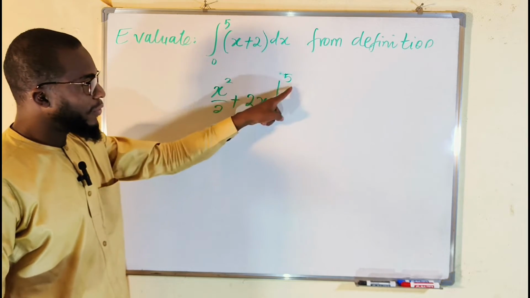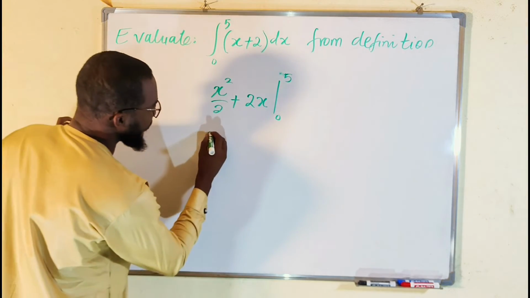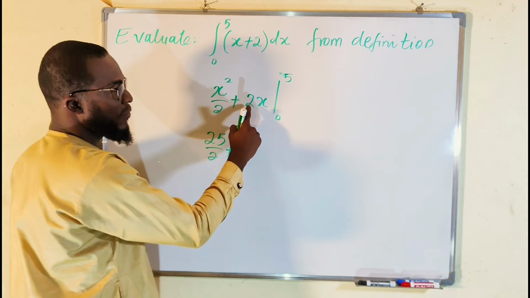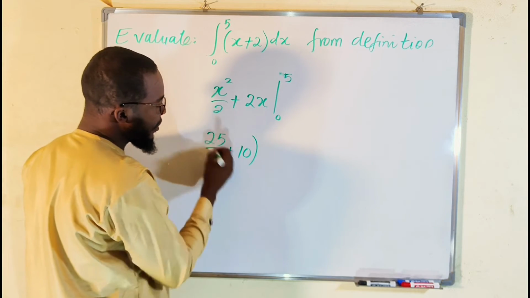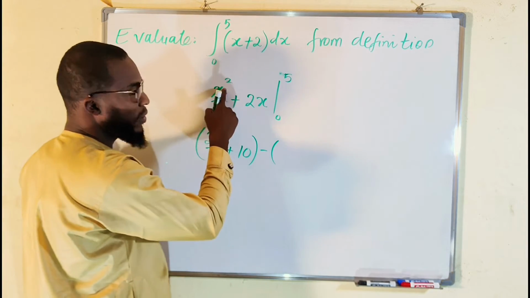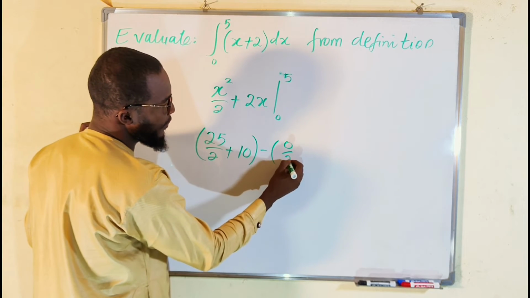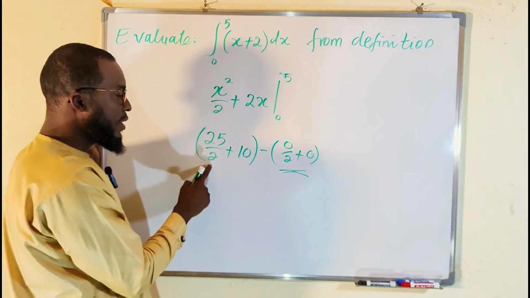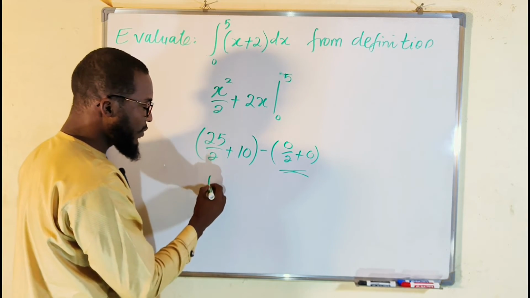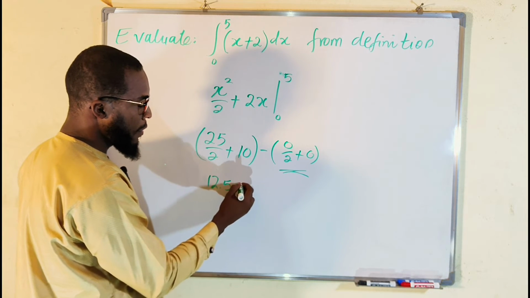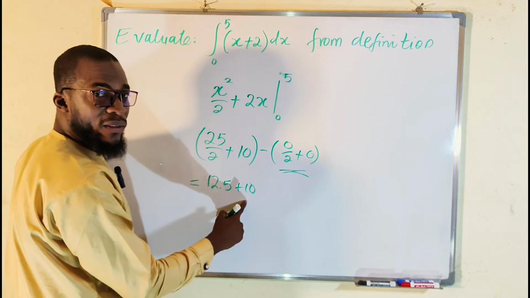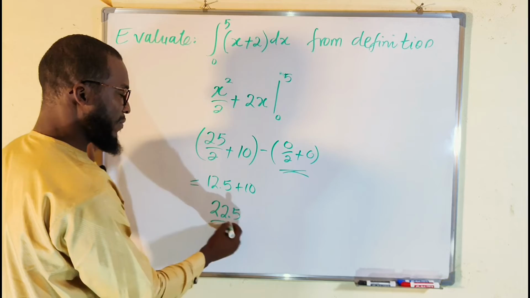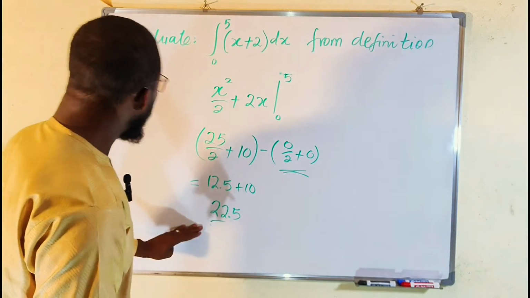So substituting x equal to 5, you have 5 squared here, which is 25, divided by 2, plus substituting x equal to 5 here, you have 2 times 5, which is 10. The whole of this minus the lower limit 0: you have 0 squared is 0, divided by 2, plus 2 times 0 is still 0. So the whole of this will give us 0. We're only left with this one. 25 divided by 2 will give us 12.5 plus 10. If you add this together, you have 22.5. As simple as that. So the answer is 22.5.